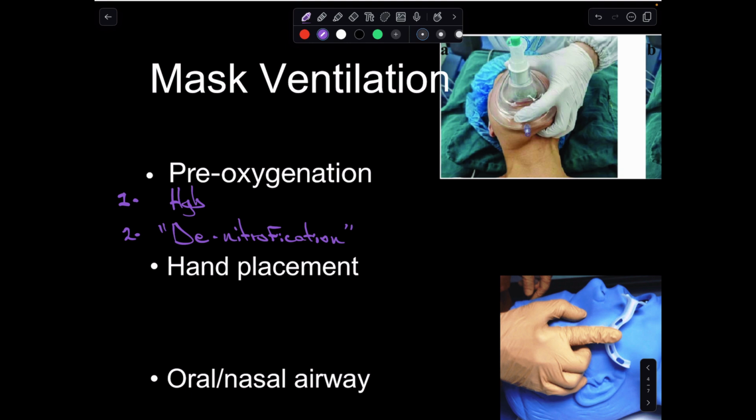Now, to do this, there are two different approaches. You could ask your patient to breathe for 3 minutes of tidal volume breathing of 100% oxygen. That's equivalent to asking a patient to take 8 deep breaths in 60 seconds of 100% oxygen. Both of them are validated. Both of them are going to increase the amount of oxygen and increase the time that a patient can be apneic. What you're looking for is an end tidal oxygen level.